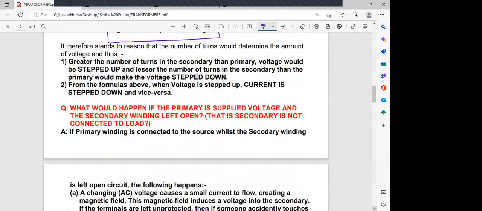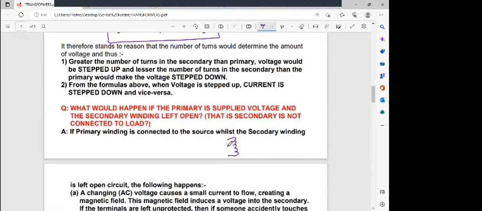So there is a question. What would happen if the primary is supplied voltage and the secondary winding is left open? It's a very commonsensical answer to that question. Let's say we were using that same isolation transformer. This was your primary, you have supplied 220 volts or 110 volts. The secondary had the same number of turns, so you are getting again 220 volts.